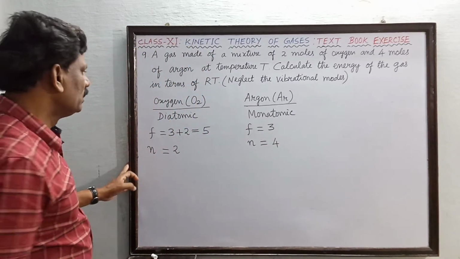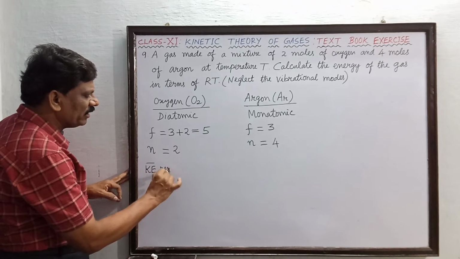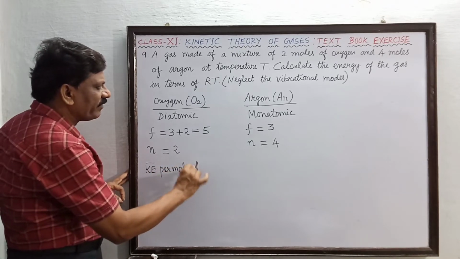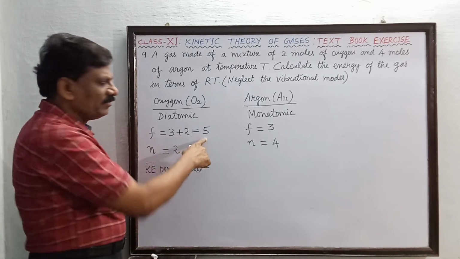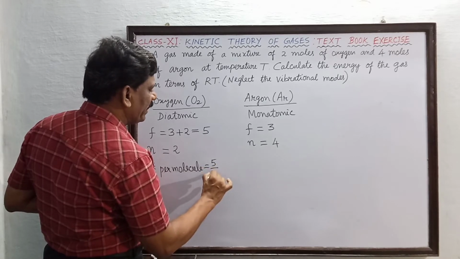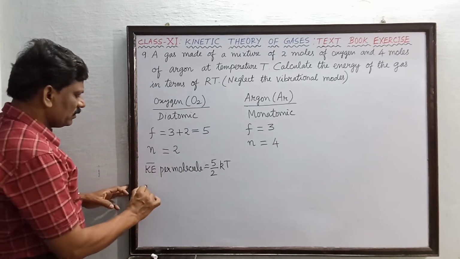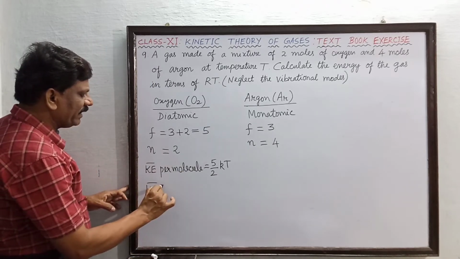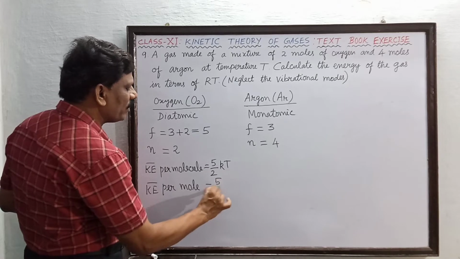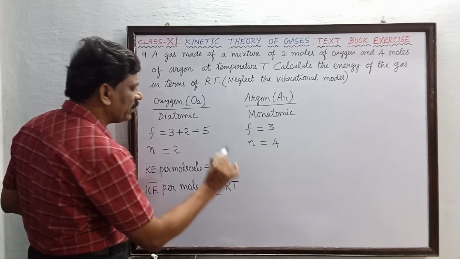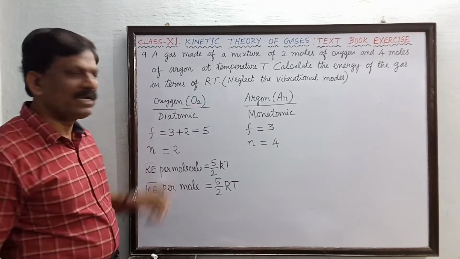Now the average kinetic energy per molecule, first I will write per molecule. For one molecule, it has 5 degrees of freedom. Therefore, this is 5 by 2 kT. This is for only one molecule. Similarly, average kinetic energy per mole, for 1 mole, is equal to 5 by 2 RT, gas constant R into T. This is for 1 mole of oxygen gas.